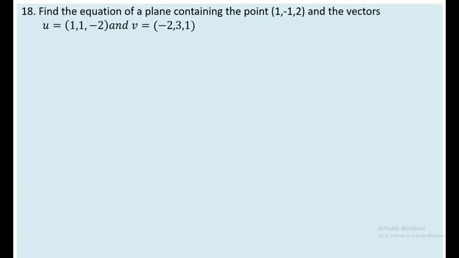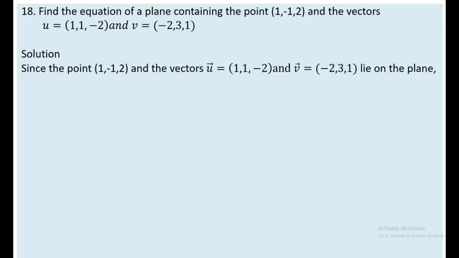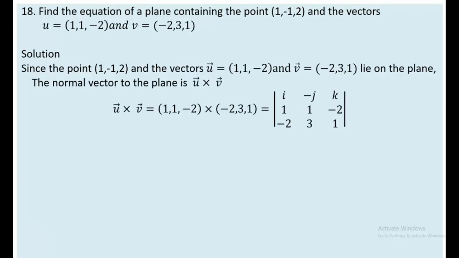And we do have here x naught 1, y naught -1 and z naught 2, so we can consider that point as a point lying on the plane. So using these two we can determine the equation of the plane. Let me show you how I'm going to do that. Since the point (1, -1, 2) and the vectors u and v lie on the plane, we can calculate the cross product of u and v and consider that as a normal one.